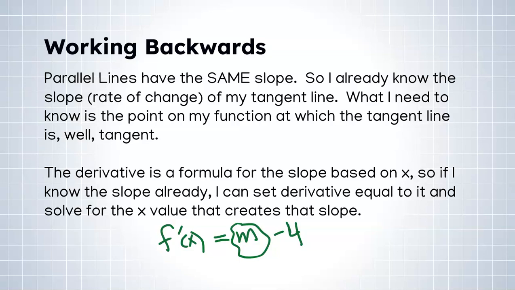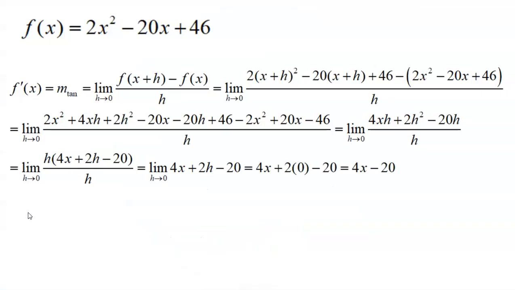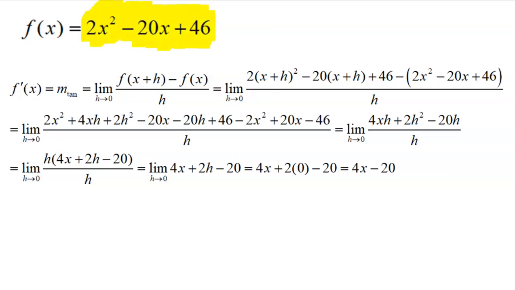So I need to find the derivative first. So here is my work to find the derivative of 2x squared minus 20x plus 46. I'm using the limit definition to find the derivative. Please pause if you need to, walk through, understand how I did all of my work, but I arrived at a derivative of 4x minus 20. The work is pretty easy, not too difficult, but again, pause the video, check it out, go through it one by one, step by step, and make sure you understand it.